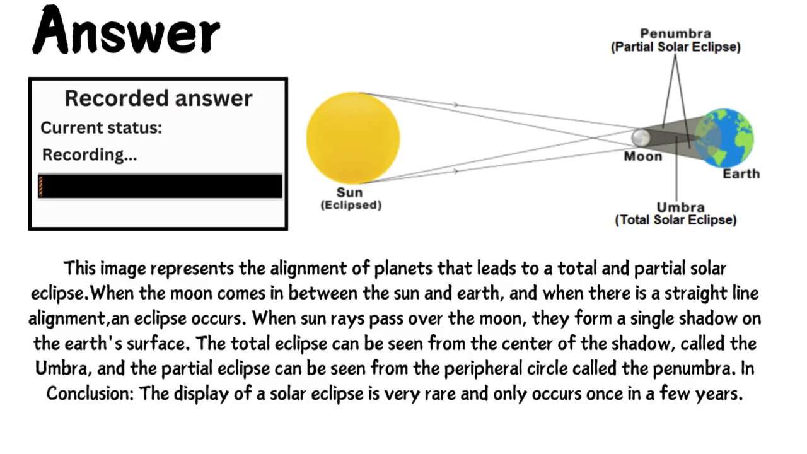This image represents the alignment of planets that leads to a total and partial solar eclipse when the moon comes in between the sun and earth, and when there is a straight line alignment, an eclipse occurs. When sun rays pass over the moon, they form a single shadow on the earth's surface. The total eclipse can be seen from the center of the shadow, called the umbra, and the partial eclipse can be seen from the peripheral circle, called the penumbra. In conclusion, the display of a solar eclipse is very rare and only occurs once in a few years.